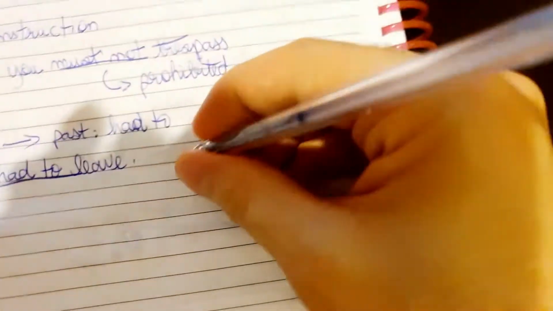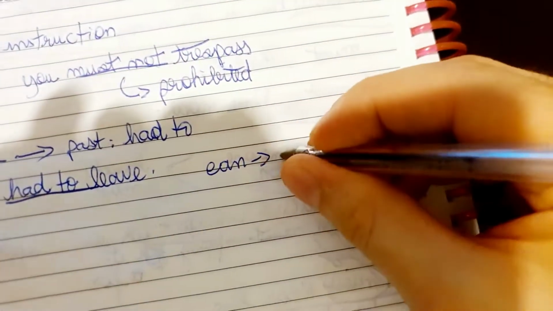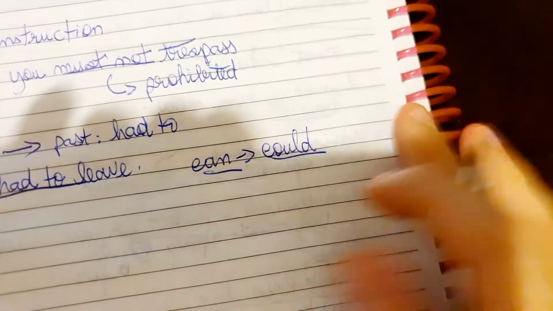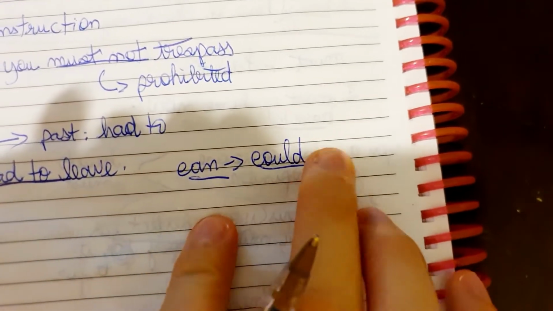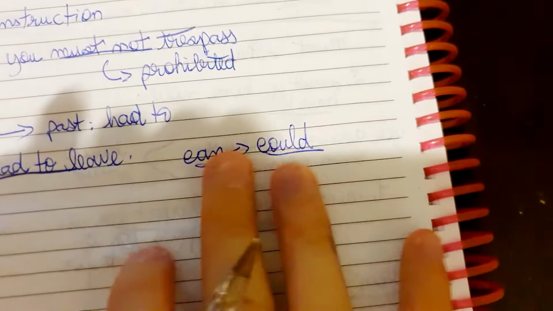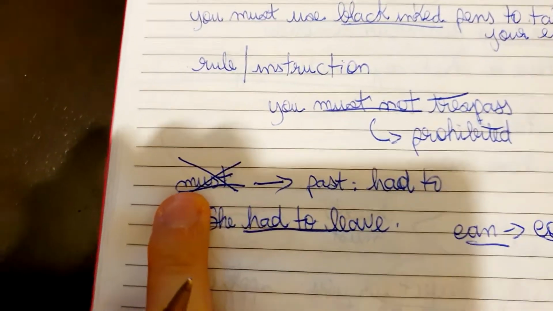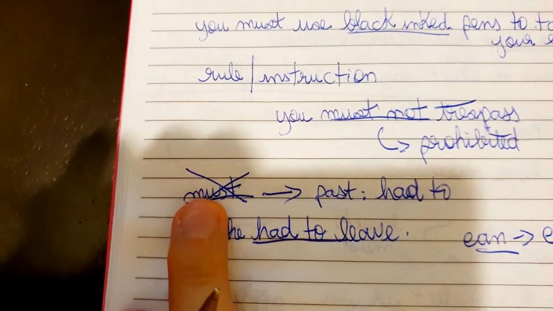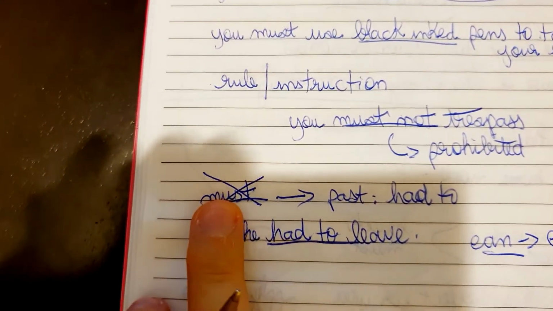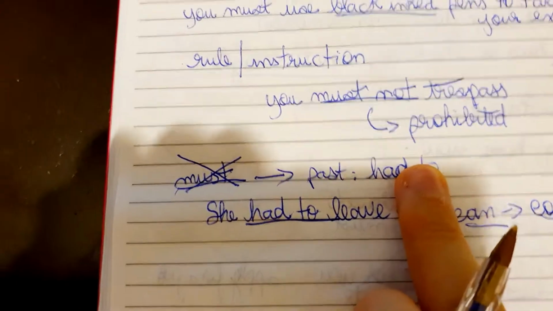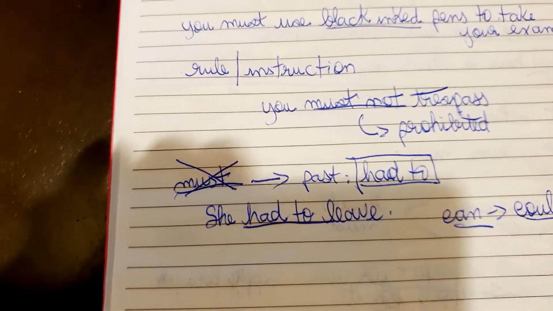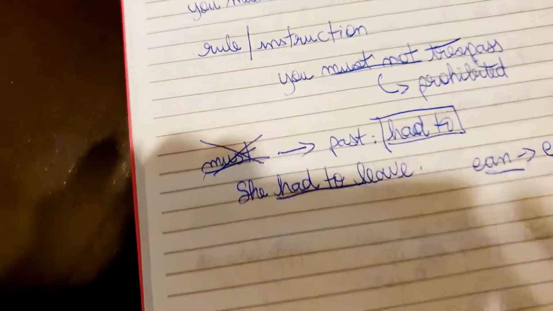It's not like the verb can, which has the past could, although it can vary in meaning depending on the context, okay? But mostly it's like this. The verb must is not possible in the past. So you have to use the synonym of must, which is have to, or in that case, had to in the simple past.